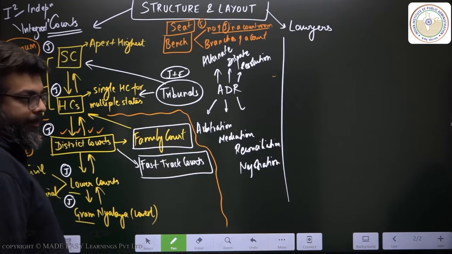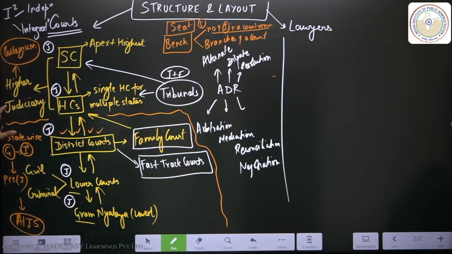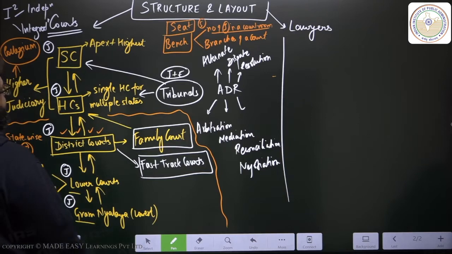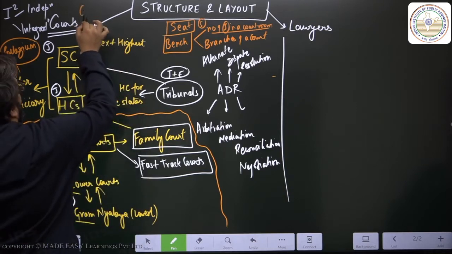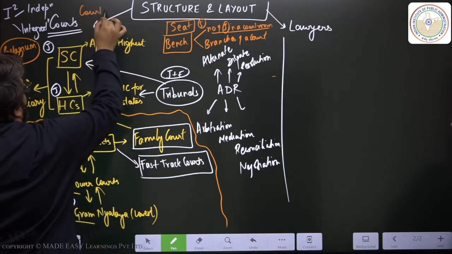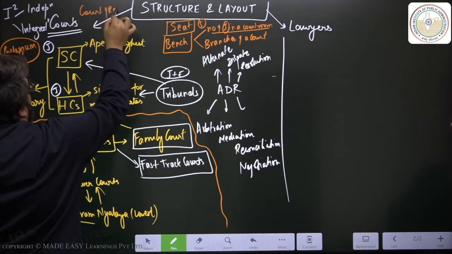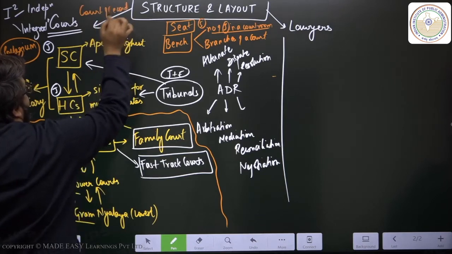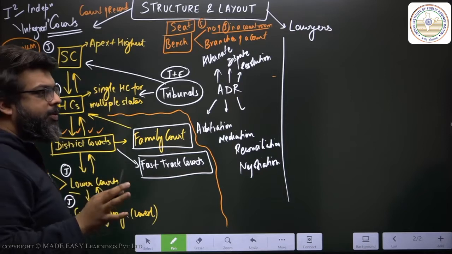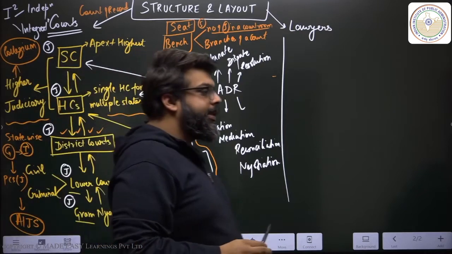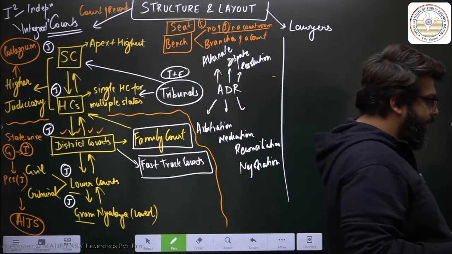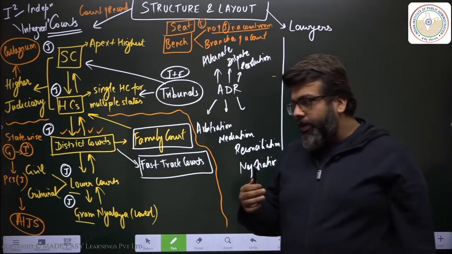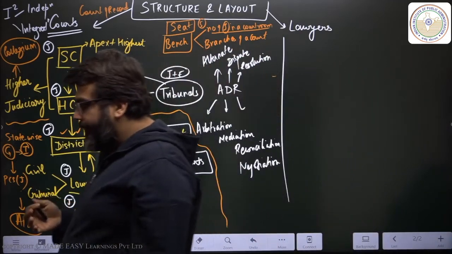Okay, now once we understand this, once we're fine with this, then we look at certain words. First, we often understand there's a word called court of record. Now a court of record basically means 2 things. I mean, it's not going to be particularly asked in the exam, but what is a court of record? A court of record means 2 things.